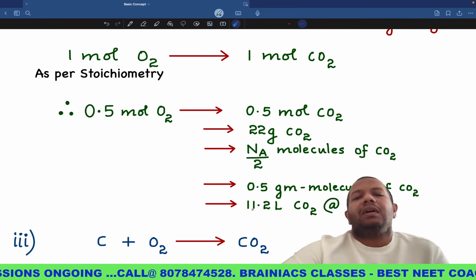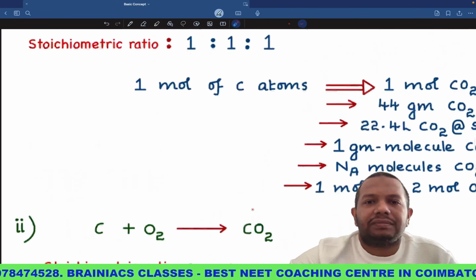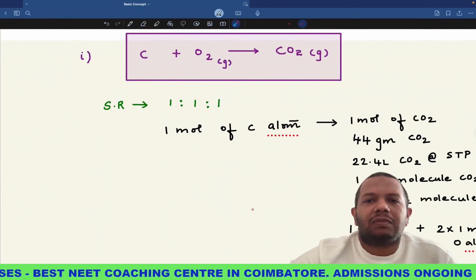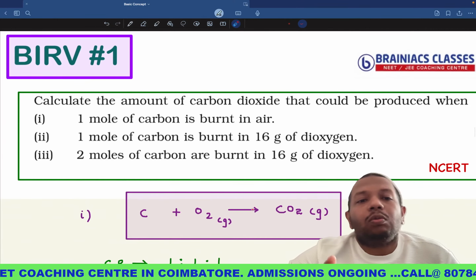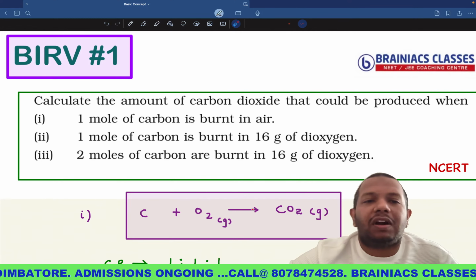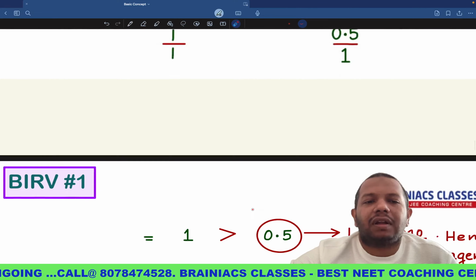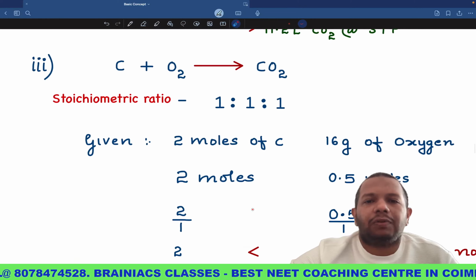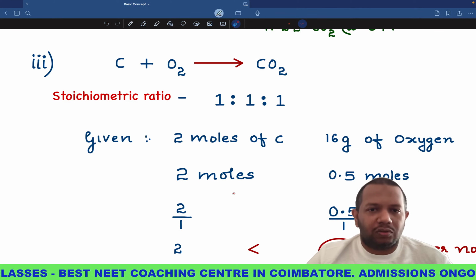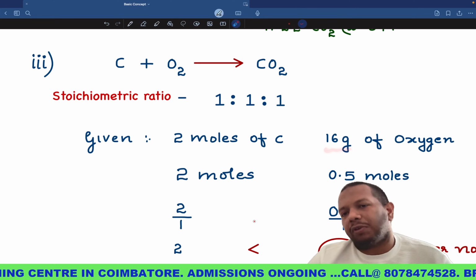Now let's see the last part of the question. We'll read it. The last part is: 2 moles of carbon are burned in 16 grams of oxygen. So the only thing is they have increased the 1 mole to 2 moles. So what change will happen, sir? Very simple change. Correct? All of you listen. The stoichiometric ratio is again 1:1:1. So I changed the given value to 2 moles of carbon, and here again 16 gram of oxygen.